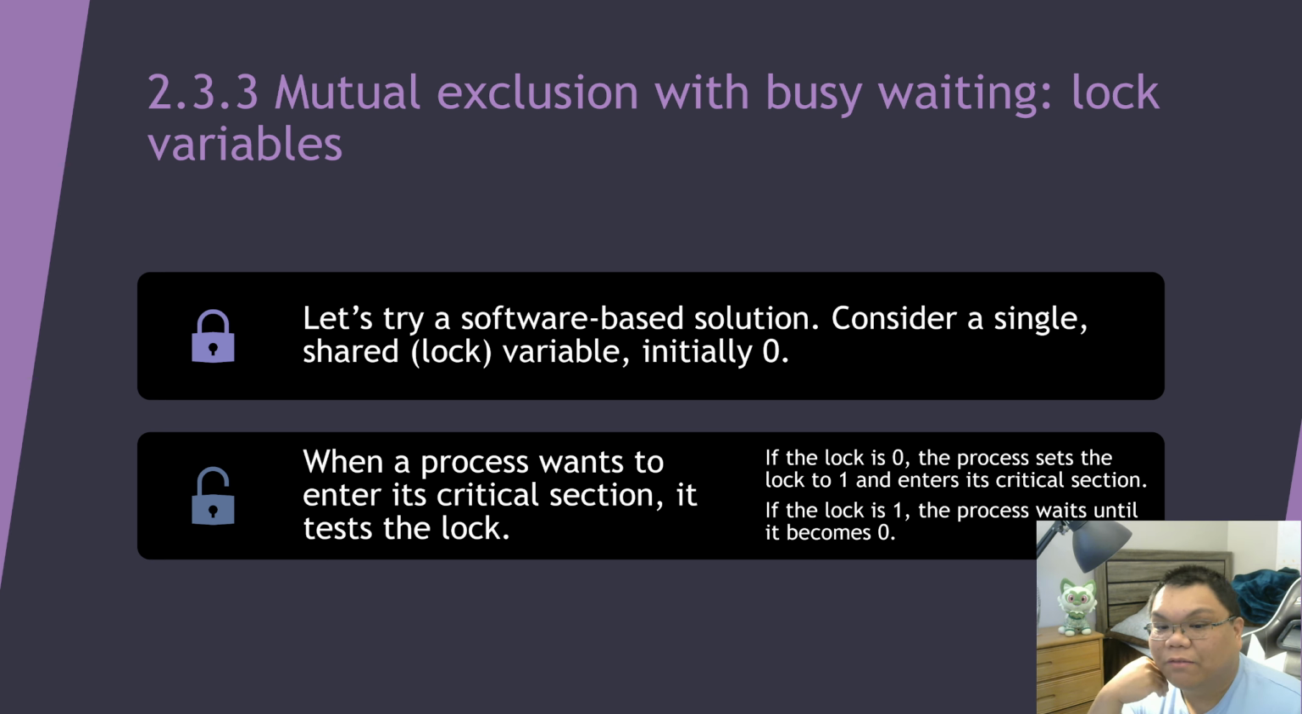It's called a lock variable. Consider a single shared lock variable. It's initially set to 0. When a process wants to enter its critical section, it tests the lock. If it's 0, the process sets the lock to 1, and then it enters its critical section. If the lock was already 1, the process simply waits until it becomes 0.